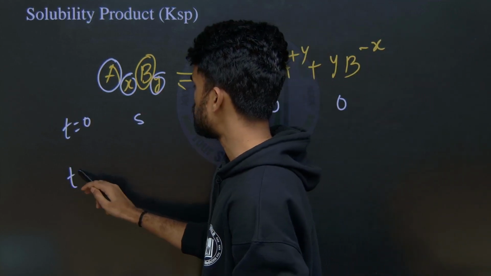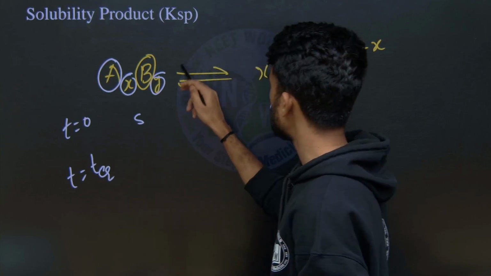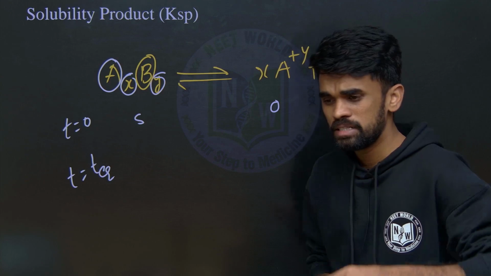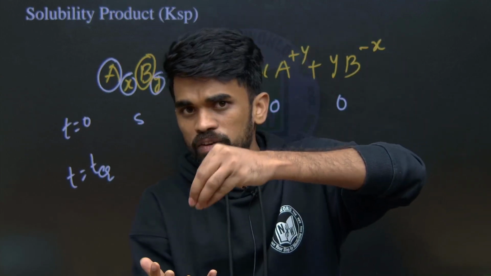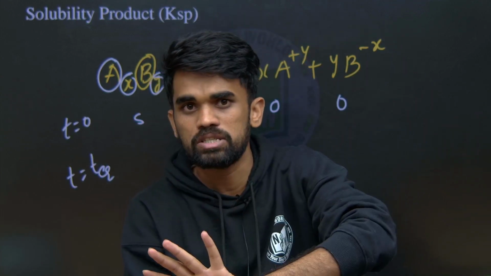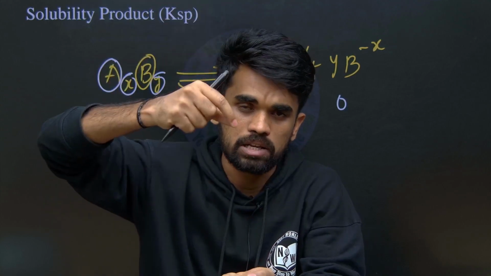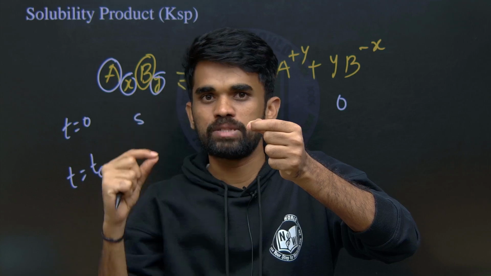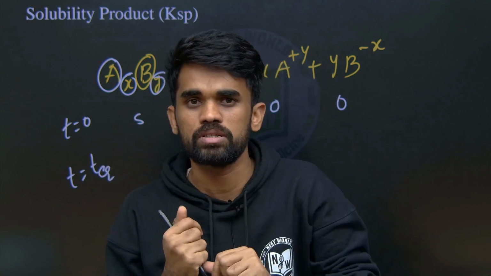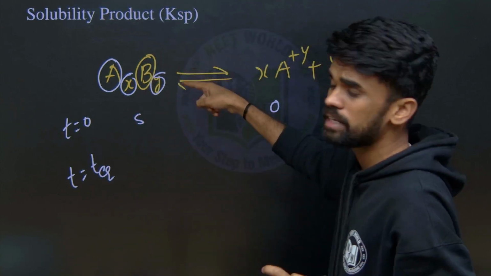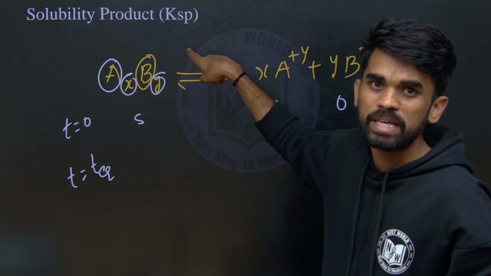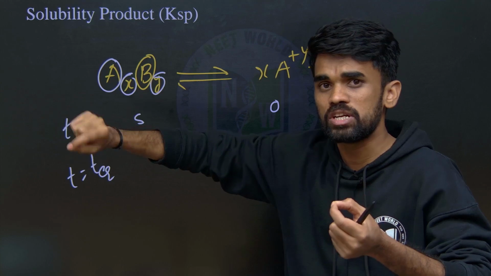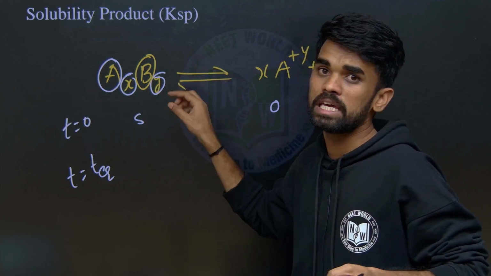Now after some time t, where equilibrium is attained. Why am I saying equilibrium is attained? I told you only some amount of salt will be dissolved, and the remaining will remain undissolved. If you keep on adding, some amount will again dissolve and the dissolved amount will start precipitating. This is a continuous process, therefore I can say it is in dynamic equilibrium. If some amount is dissolved, the same amount will start precipitating. That is the dynamic equilibrium here.